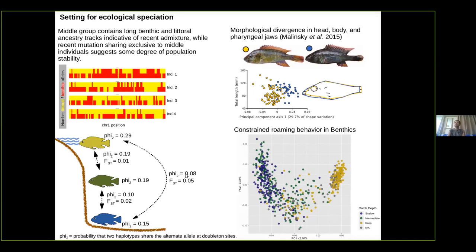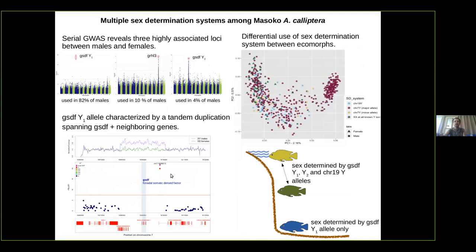So there is actually some suggestion that there is a somewhat stable middle population, that there is a lot of gene flow from the littorals and benthics, but there is some degree of assortative mating. And so what did Hannah find? She found some quite cool stuff. And basically it's that there are multiple sex determination systems in Masoko.